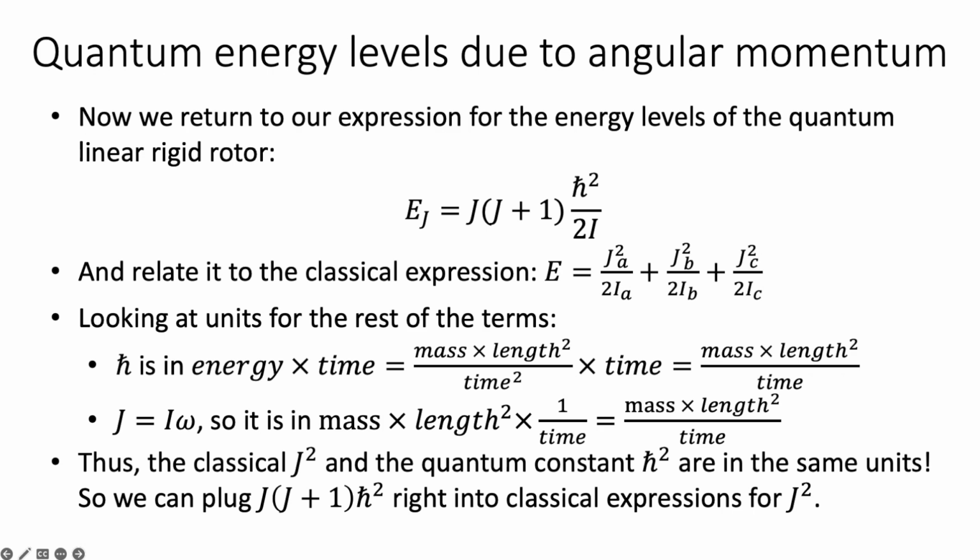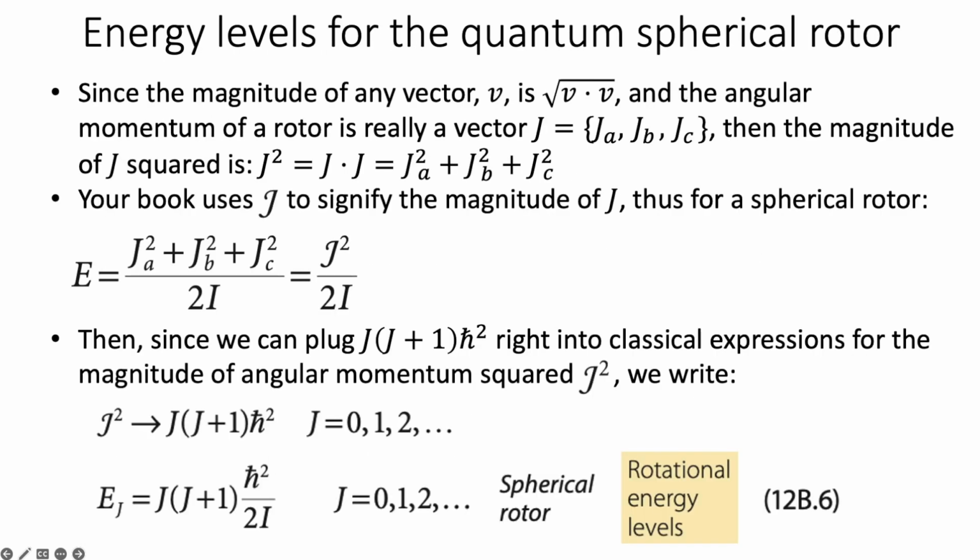expression for J squared. And let's think a little more carefully about what J squared actually is, right? Because the angular momentum of a rotor is actually a vector. So that angular momentum vector J actually has 3 elements. It has JA, JB, and JC, right? These rotations about the different axes. So then if we want to do J squared, what is that really? You're really taking the dot product of the vector with itself.